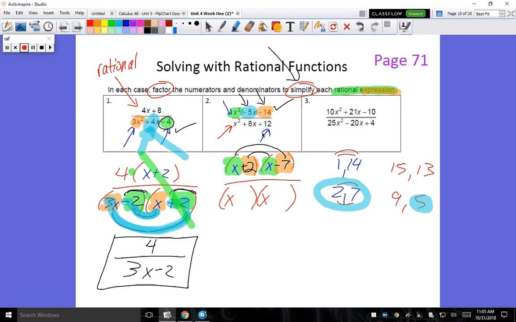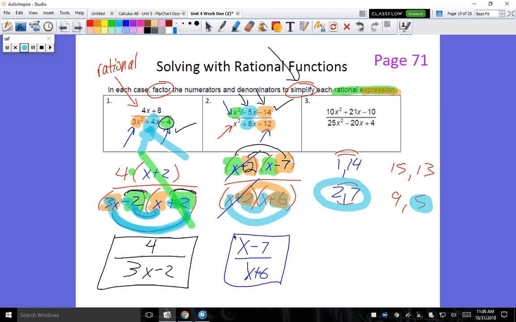2 and 6. What do you think my signs should be? Both positive. And at the very end, you can check it by saying positive 2x and then a positive 6x. They do give us 8. And last but not least, a positive 2 and a positive 6 multiplied, they give us a positive 12. Nicely done. Now, what should I do to simplify? Cancel out the x plus 2's. So x minus 7 over x plus 6 is your reduced final expression.